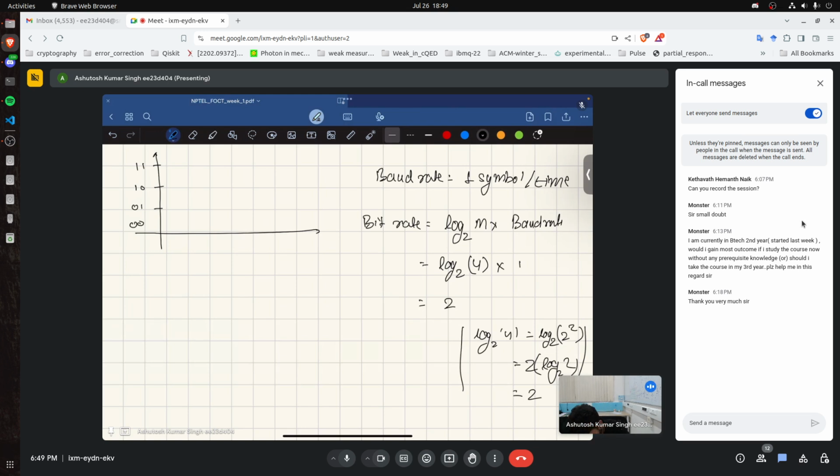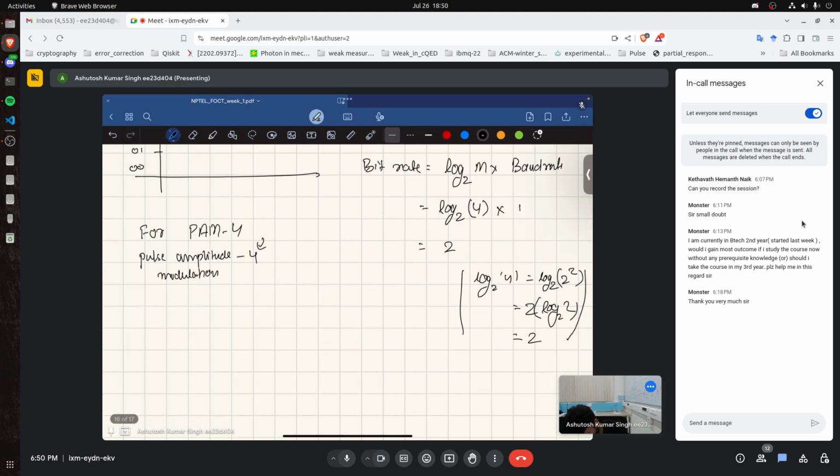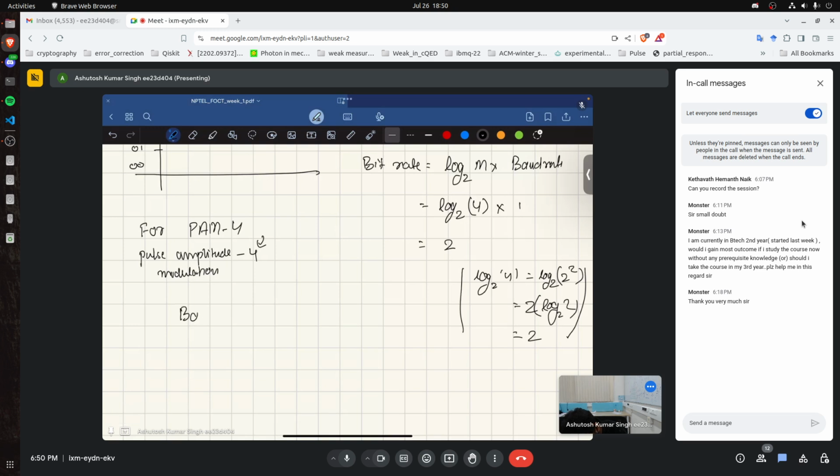And so here you can see that for PAM4, this kind of encoding scheme is called PAM4, where you have pulse amplitude modulation with 4 levels. This is pulse amplitude modulation, and 4 signifies the number of levels. So for PAM4, baud rate times 2 is bit rate.